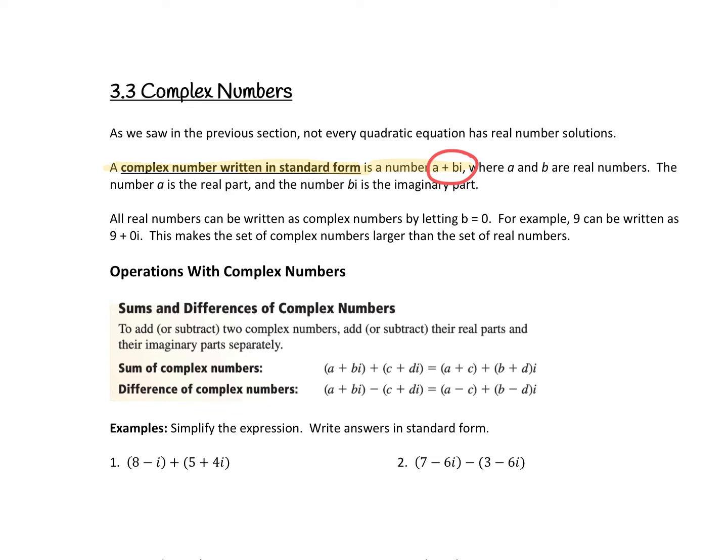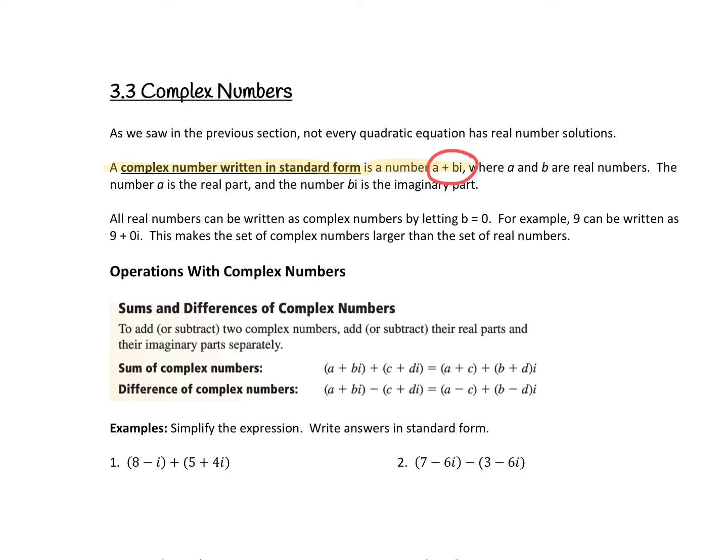Actually, all numbers can be written like this. For example, 9 can be written as 9 plus 0i. I don't know why you'd want to do that, but I guess you can. And then this makes a set of complex numbers that's larger than the set of real numbers. Today we'll be doing sum, difference. We'll also be doing the multiplication.